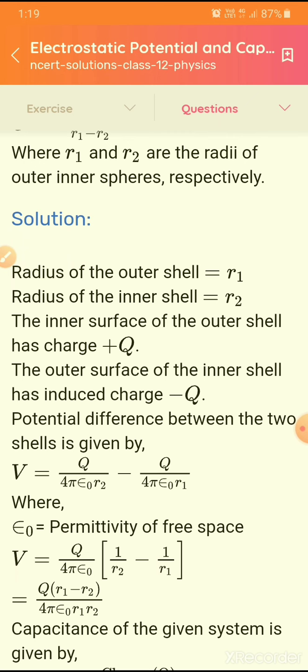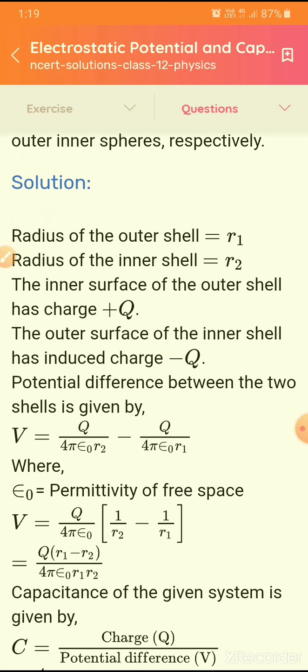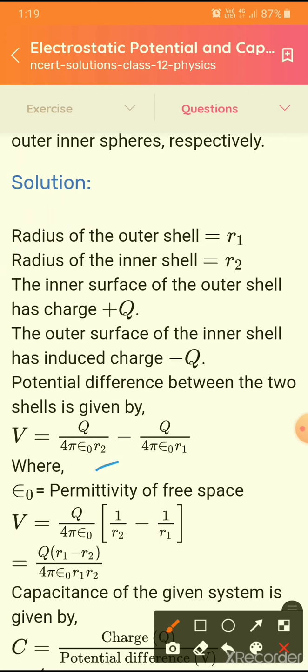This can be simplified, where epsilon naught is the permittivity of free space. The remaining constant values are taken out, so it can be written as Q divided by 4 pi epsilon naught into 1 by R2 minus 1 by R1. If you take the LCM, you will get Q into R1 minus R2 divided by 4 pi epsilon naught R1 R2.